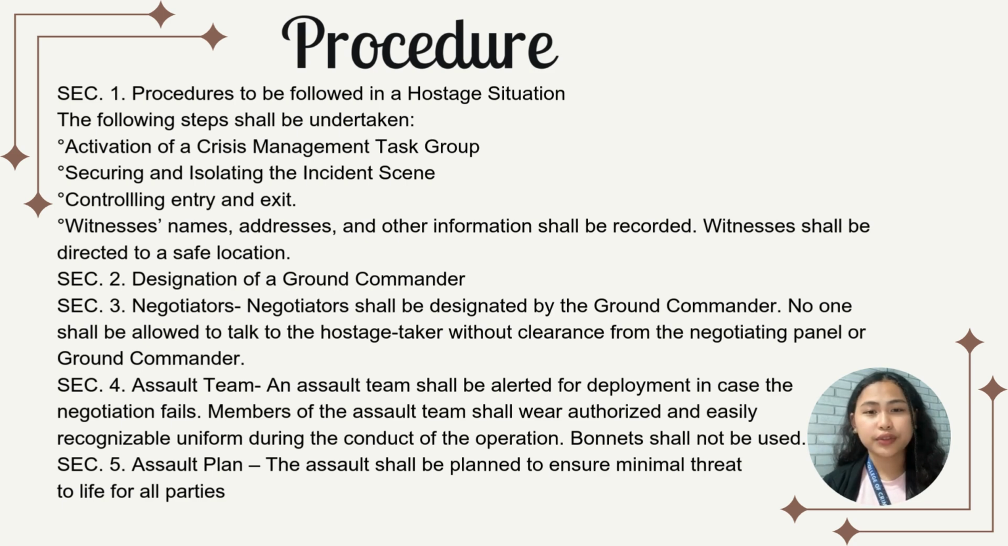Section 4. Assault Team. Alerting an assault team, preparing a tactical team for deployment, provides a backup plan if negotiations fail. The requirement for identifiable uniforms enhances safety and coordination during a potential assault.